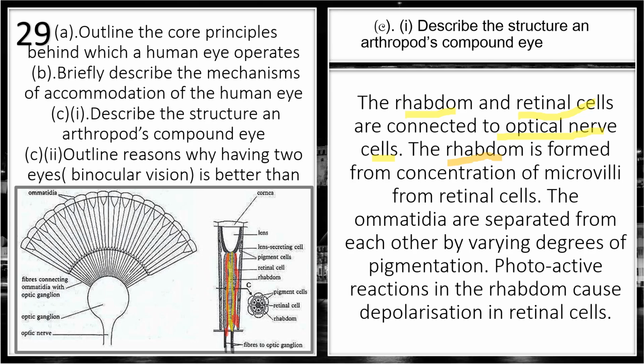The rhabdom is formed of the concentration of microvilli from retinal cells. The ommatidia are separated from each other by varying degrees of pigmentation. So each one that you are seeing from here going down, that is an ommatidium. So they are the ones separated by varying degrees of pigmentation.